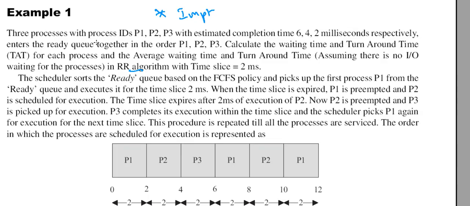Three processes with IDs P1, P2, P3 with estimated completion times of 6, 4, 2 milliseconds respectively enter the ready queue together in the order P1, P2, P3. Calculate waiting time and turnaround time, and average waiting time and average turnaround time, assuming the RR algorithm, that is round robin algorithm, and the time slice is 2 milliseconds. So note down the time slice. P1 is 6 milliseconds, P2 4, P3 2 milliseconds. Time slice is 2 milliseconds.